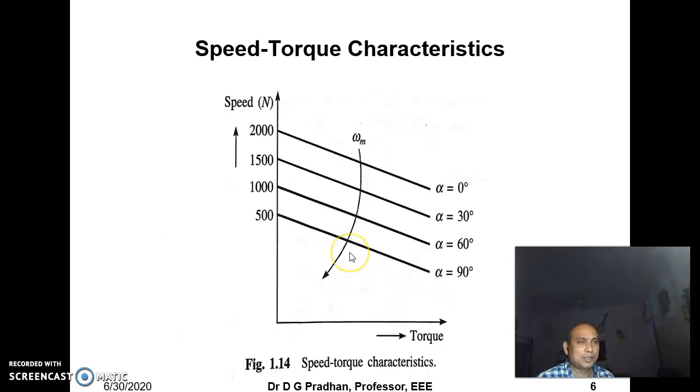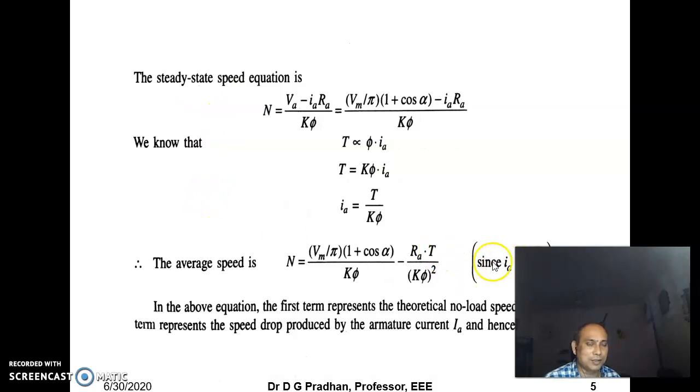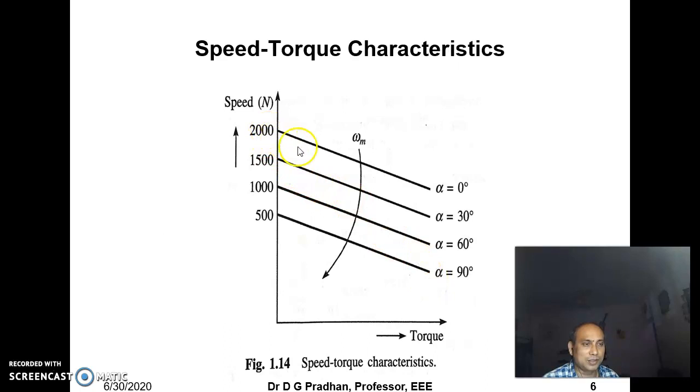So this is the speed torque characteristic. For different values of firing angle, alpha equal to 0 degree, 30 degree, 60 degree, 90 degree, you can draw the speed torque characteristic from this equation. These characteristics are not straight lines, but drooping.